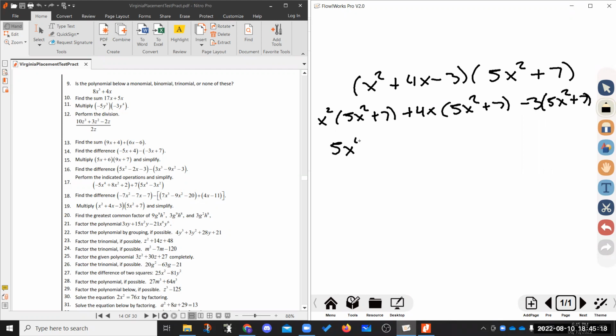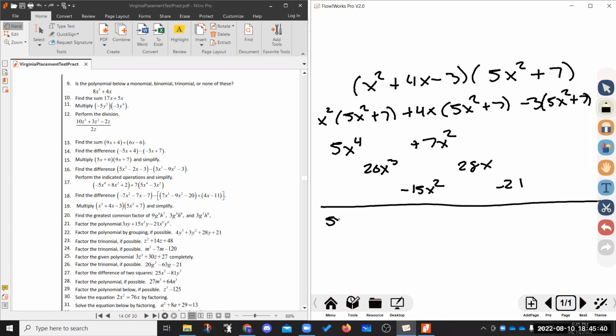So this is going to be 5x to the fourth plus 7x squared. Then we're going to have a 20x to the third and a 28x. We have a minus 15x squared and a negative 21. I'm just lining up my like terms here: 5x to the fourth plus 20x to the third minus 8x squared plus 28x minus 21. The only like terms that I had were my x squared terms.